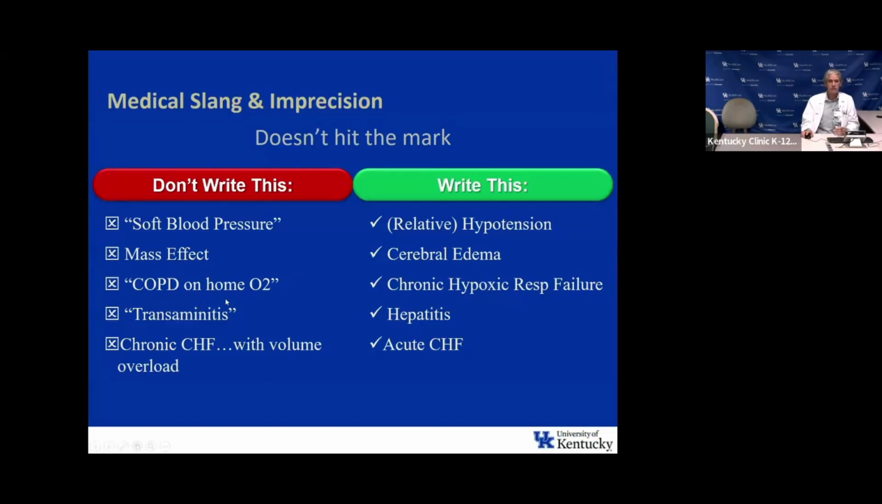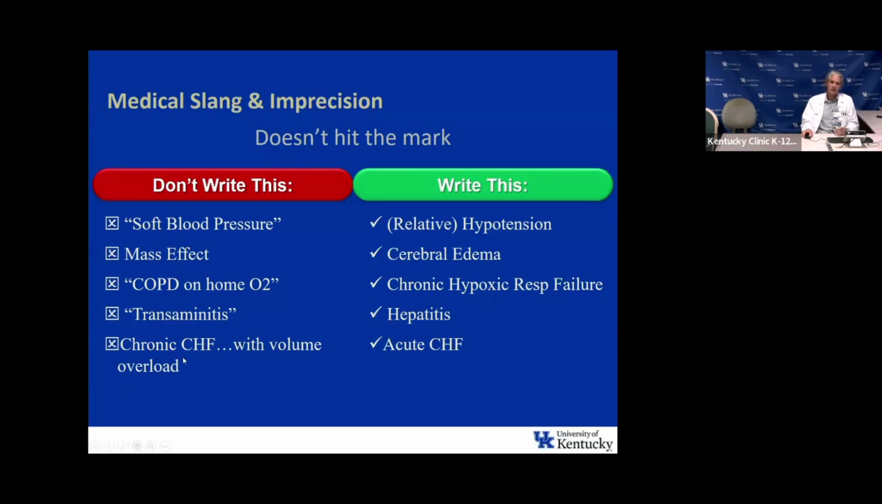COPD on home O2, people go home on O2 after, say, thoracic procedures all the time. Do they have chronic hypoxic respiratory failure? There's a difference between the two, obviously. Transaminitis is a lab abnormality. You take too much Tylenol, well, no, that's a toxic hepatitis. Call it a hepatitis, whether it's toxic, whether it's viral, whatever. Congestive hepatopathy, transaminitis means nothing. Means that the labs are abnormal.